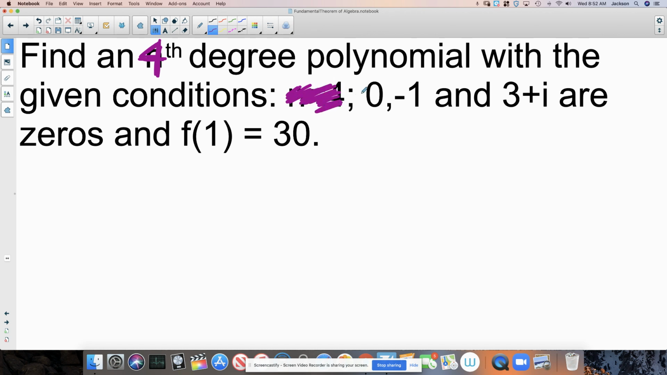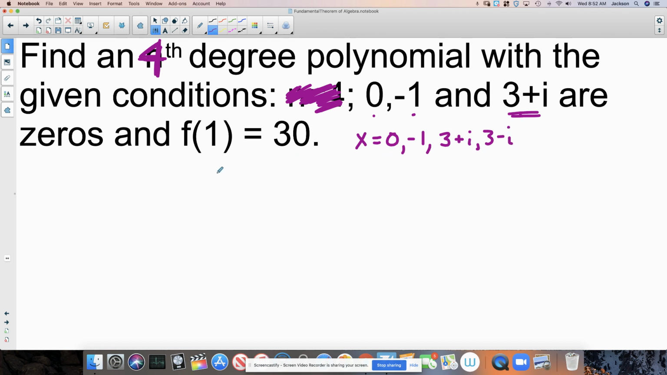And if it's 4th degree, it has 4 zeros, right? And then they give you 0, -1, and 3 plus i. We've said a couple of times now, you cannot have just one complex zero. Complex zeros have to come in complex conjugate pairs, which means the zeros are actually 0, -1, 3 plus i, and 3 minus i. So these are our zeros.